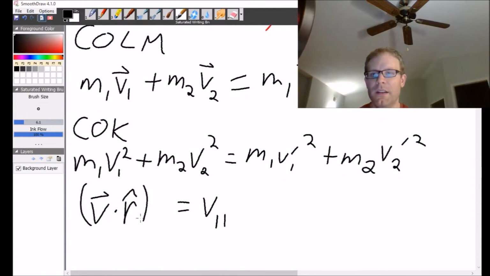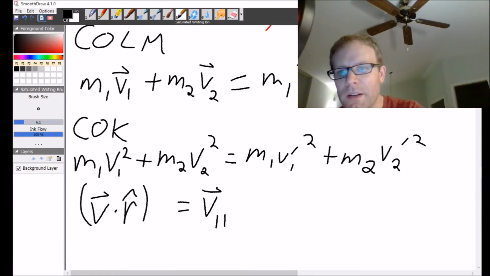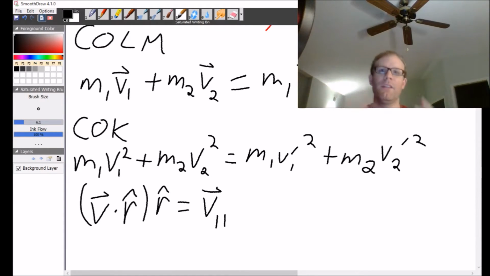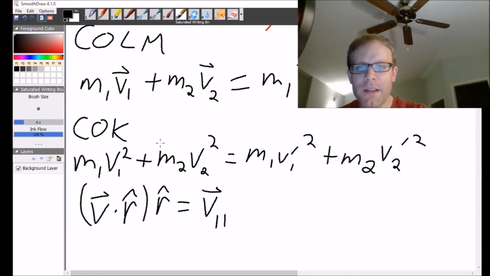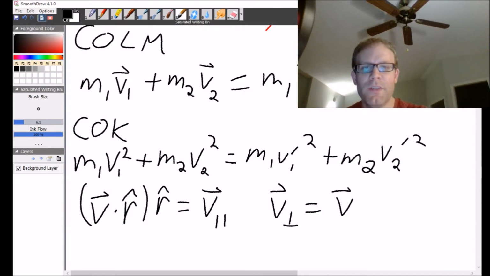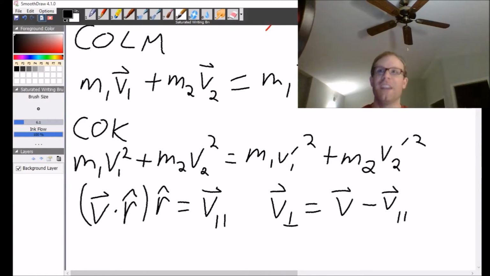Now, as long as I'm just taking a dot product, this thing has to be a scalar. It can't be a vector. So if I want this thing to be a vector, I just multiply by r hat. Think of it like you're taking this velocity vector, collapsing it down into a scalar value, and then shooting it along the r hat direction here. Then if I want the perpendicular vector, all I have to do is take the original total vector and subtract the v parallel that I just calculated, right? Because whatever's left over must be in the perpendicular direction.